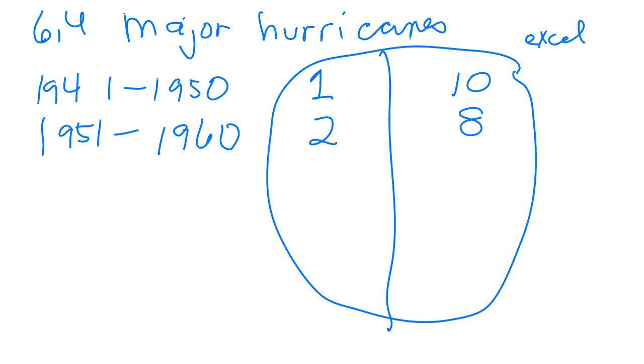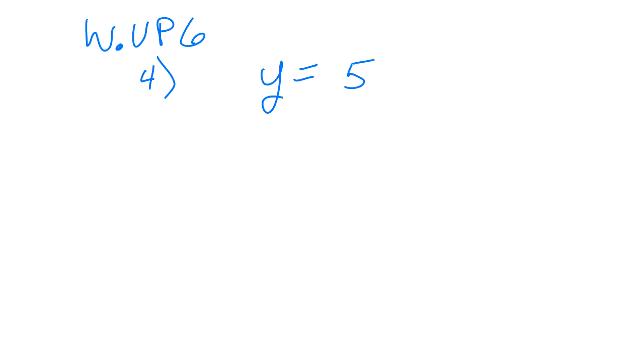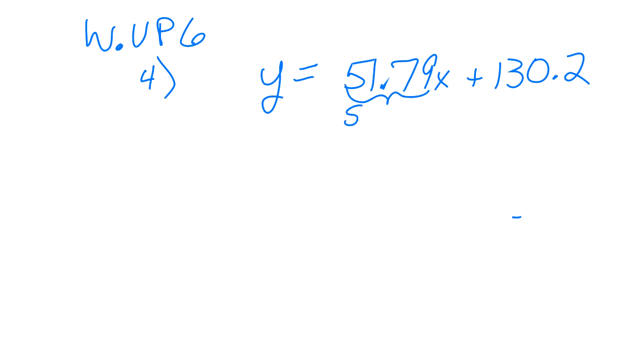Okay, and Alicia, you don't have to use Excel to find the slope. Since this is the incorrect answer, but for the wrap up 6 number 4, you have y equal 51.79. It's a little off. So if you want to send me the answer, when you can email me the answer, I'll check it. But all you have to say is this is the slope and this is the intercept.